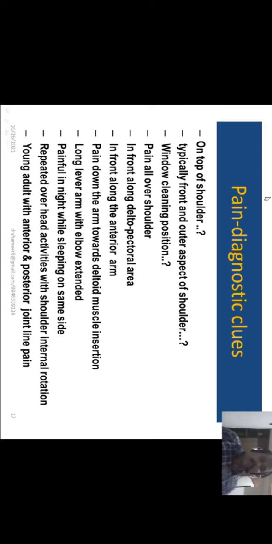And another one is the pain along the deltopectoral area. It is very important. This is the pectoralis major. You can see this is the pectoral area, my chest. This is the pectoral area and this is the deltoid muscle. So there is some pain over the deltopectoral area.